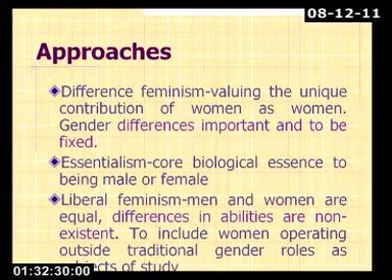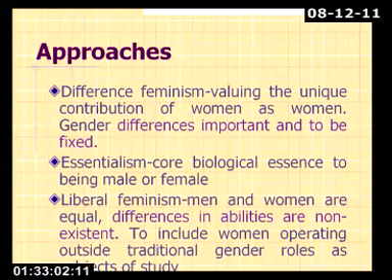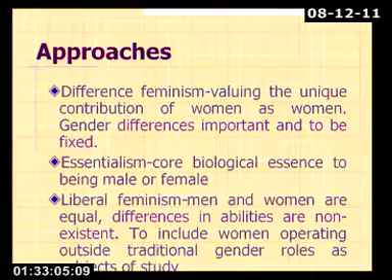Then essentialism is another approach which says the core biological essence of being male or female must be the approach. That is, there is a biological essence, men have certain advantages, women have certain advantages. This is due to certain biological factors, and this must be preserved. Liberal feminism says, as we have already discussed, that men and women are equal and differences in ability are non-existent. So, women have the same ability as men. To say that women and men have different abilities is not right.